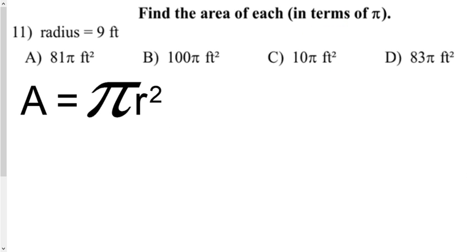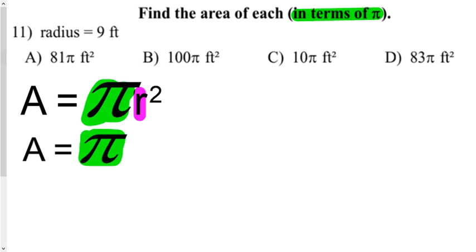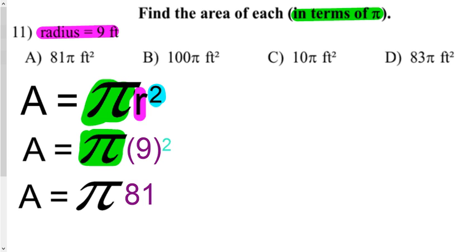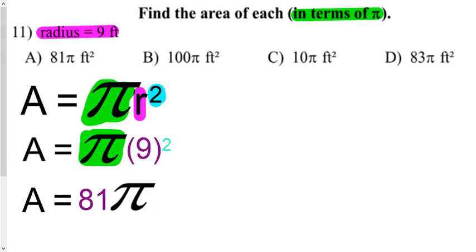Number 11, this time, thankfully, they gave us the radius, but it's still in terms of pi. So the pi is going to stay there. We take the radius of 9, and we raise that to the second power. So 9 times 9 is 81. And we write that as 81 pi. And it's waiting there for us as A.